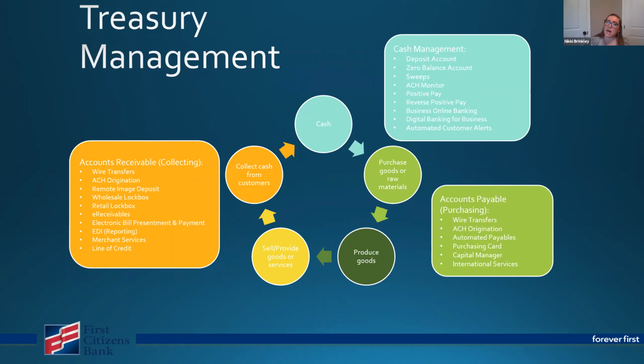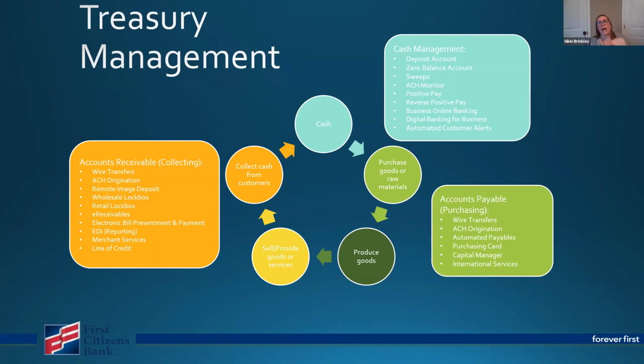So on this slide, there's going to be a lot of information. This is treasury management. This is just a fancy word for how the bank helps business clients manage their money. And there's a lot of different options. We're not going to go through everything, but I do want to hit on a lot of the most important ones, because I think it's important for you to know what they are and what's available to you.